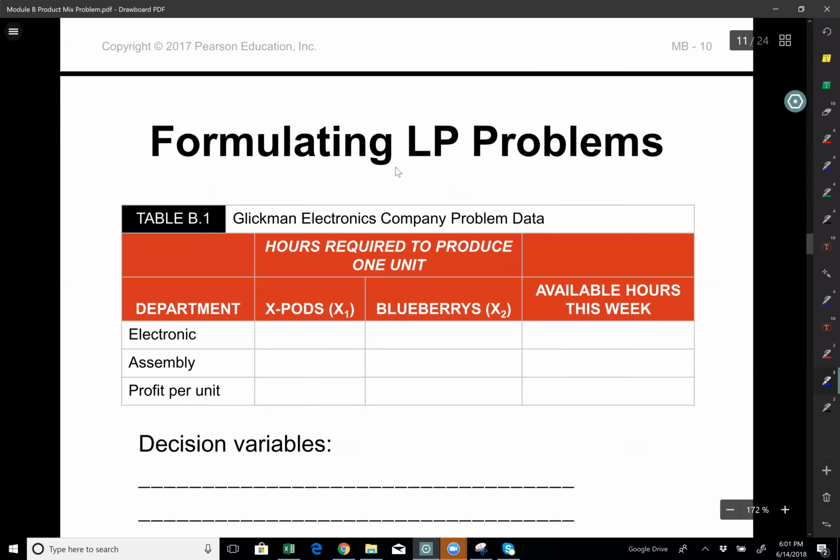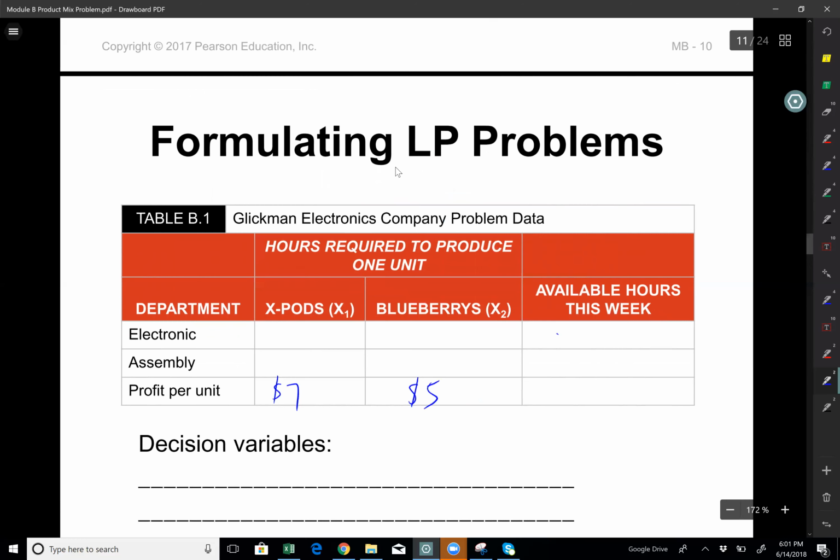So let's look at the profit margins. If I sell XPods, I will make $7 per unit. If I sell blueberries, I will make $5 per unit. And these are my coefficients, the objective function coefficients. The more I make, the more money I make. And also I have constraints.